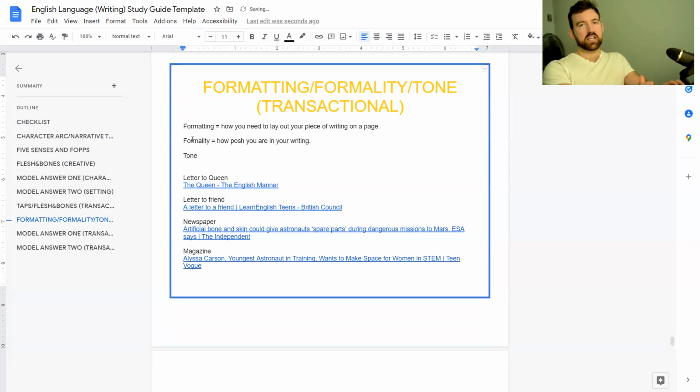That's not literally it, obviously. It's basically how well spoken you will be, how posh you are. So you instinctively know that if you're talking or writing to the Queen, you would talk and write to her differently than how you might talk to your best friend, right? Unless your best friend happens to be the Queen, in which case that's probably quite odd.